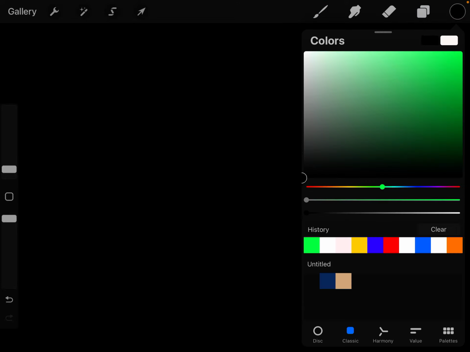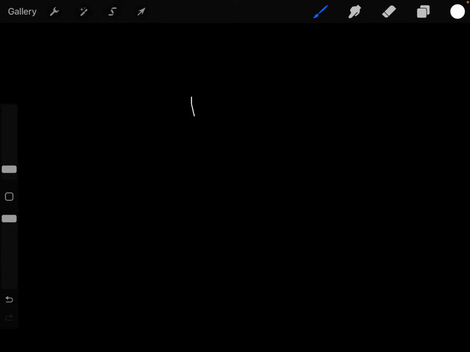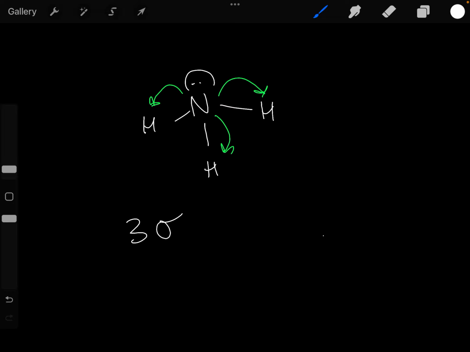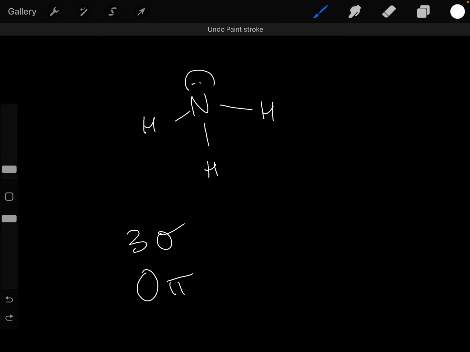Let's do another example. How many sigma bonds and how many pi bonds are in this one, right? Let's look for the connections, okay? We have nitrogen connecting to this, and to this, okay. So that's 3 connections, meaning that there's 3 sigma bonds. Do you see any double and triple bonds? No, I did not see any, which means there are 0 pi bonds.